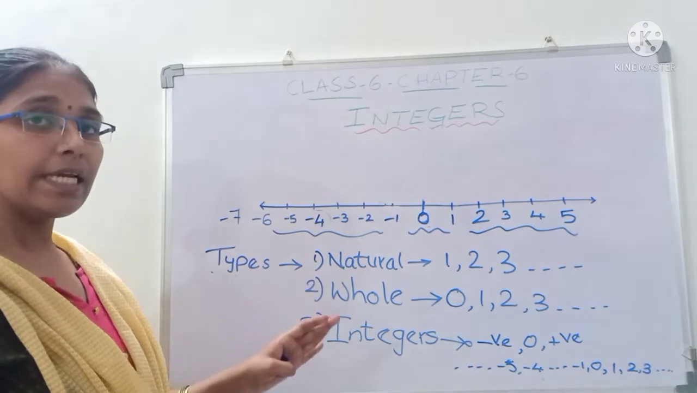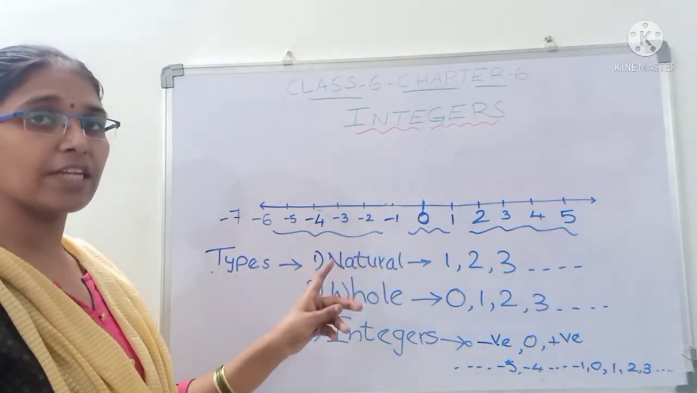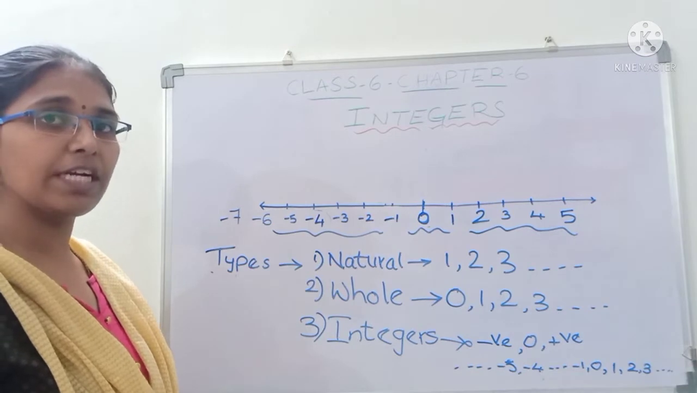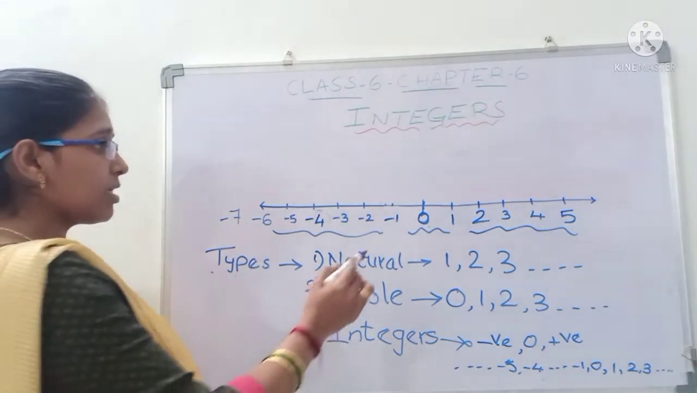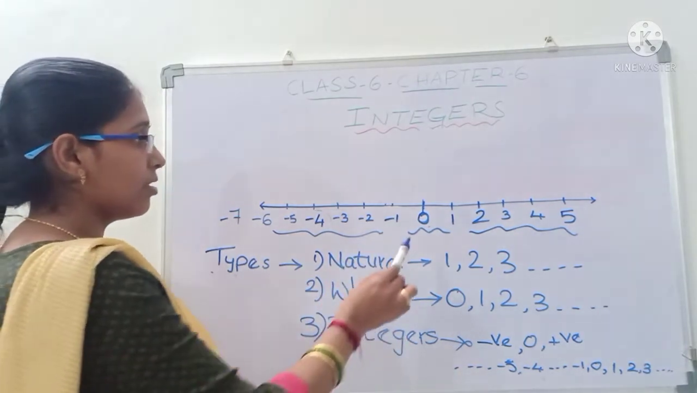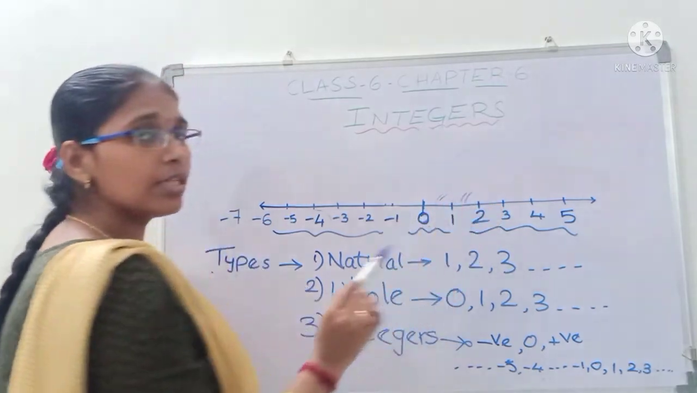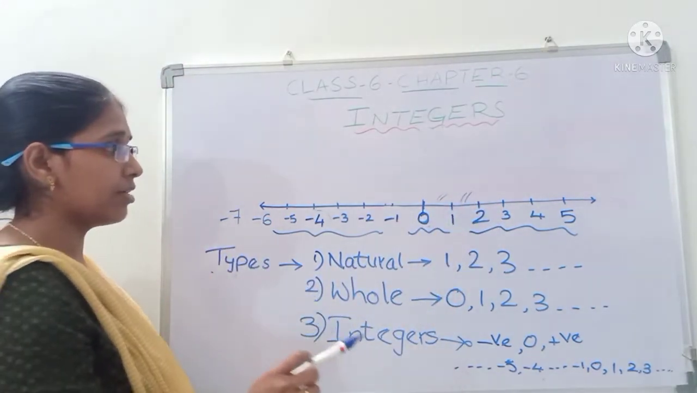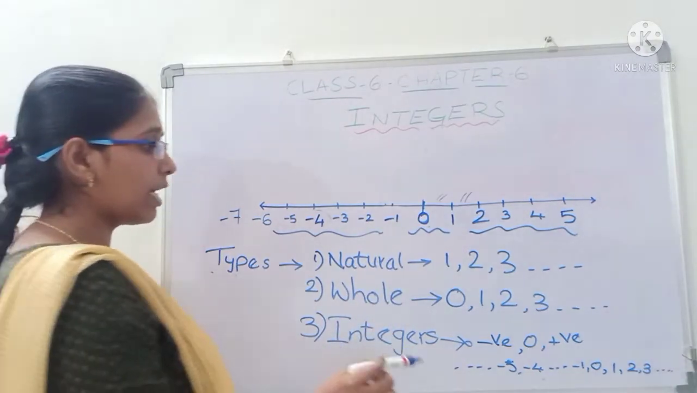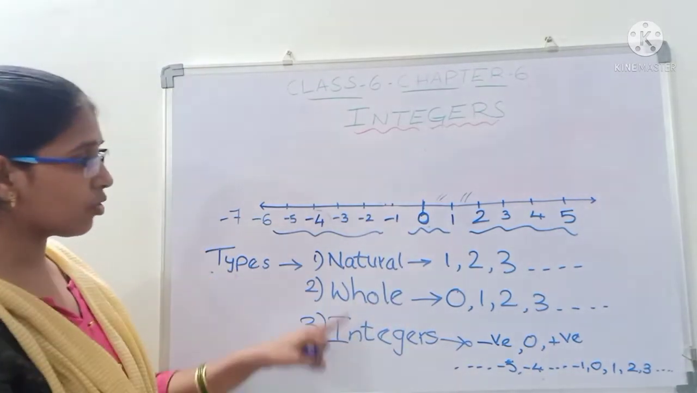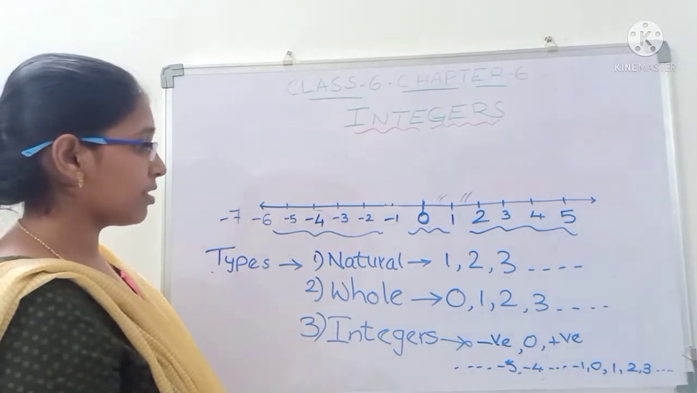Remember children, integers means whole, full, complete numbers. Fractions like 0.5, 1.5, decimal numbers are not called integers. Integers means complete numbers. 0, 1, 2, 3, all the numbers between 0 and 1, 1 and 2, are not called integers, children. All positive, negative and 0 whole numbers are called integers. So integers include natural numbers, whole numbers and negative numbers.